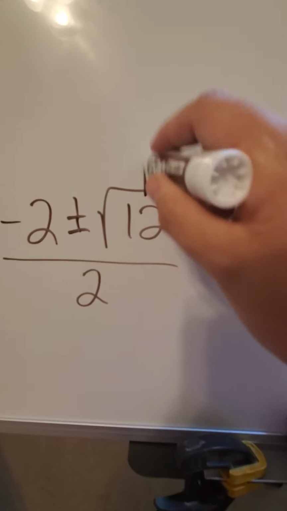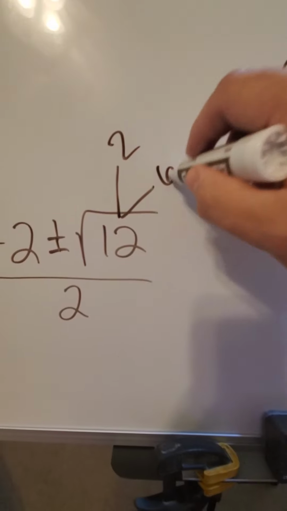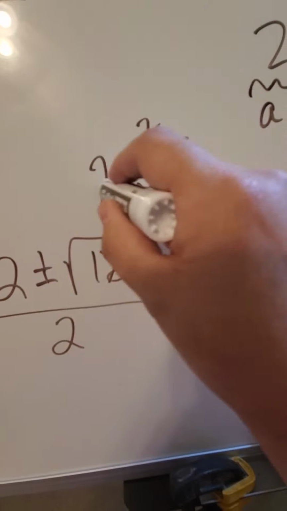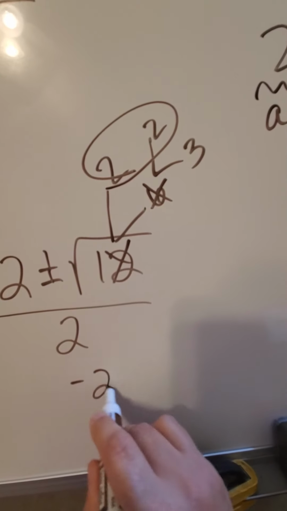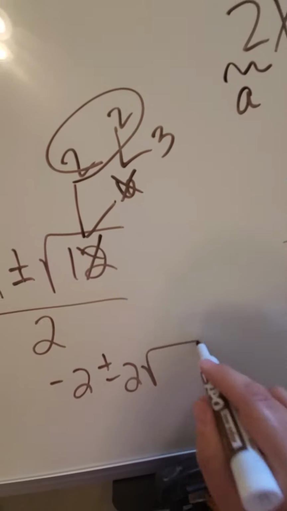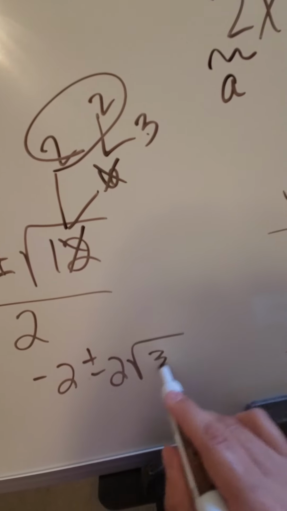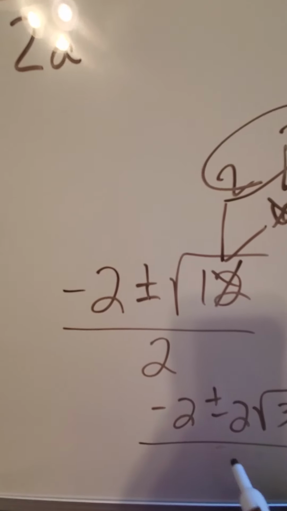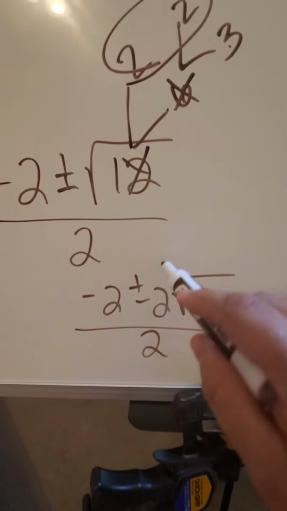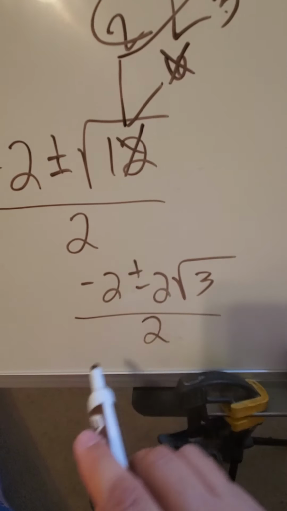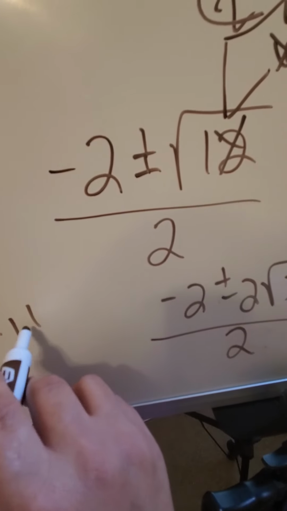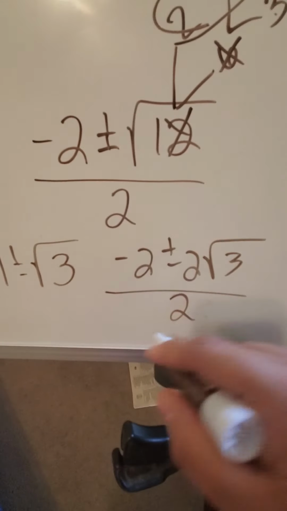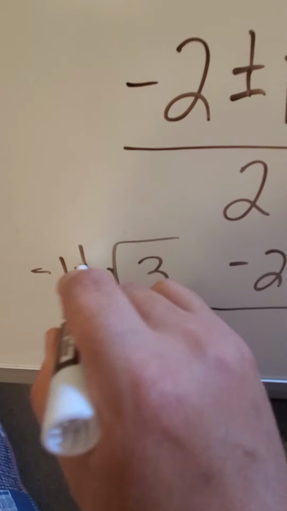Okay, so this one, 12, is the same as 2 times 6, which is 2 times 3, right? And mark out those. I got a pair of 2's, so now I can say negative 2 plus or minus 2 square root of 3, because that's left on the inside, over 2. Over 2. And then I could reduce here, right? So you'll have those 2's. So then I'd end up with negative 1 plus or minus the square root of 3. Okay, because all those 2's would reduce. That's supposed to be a plus or minus.